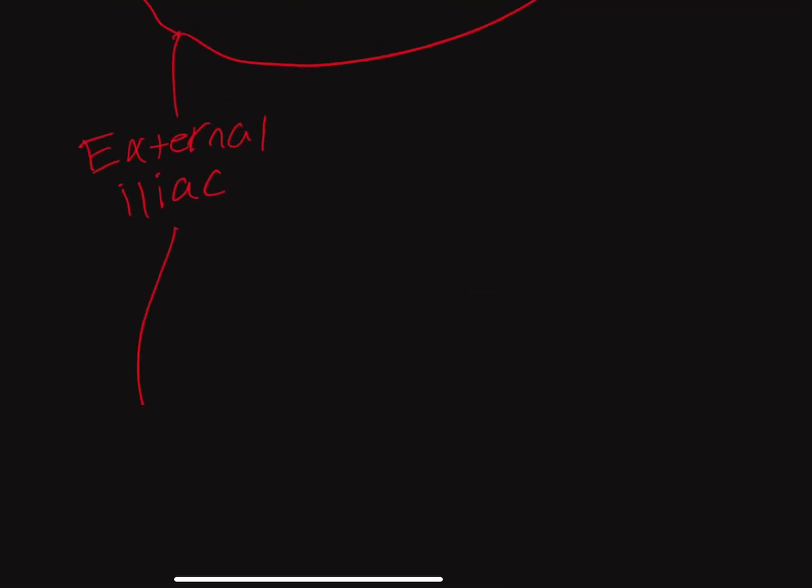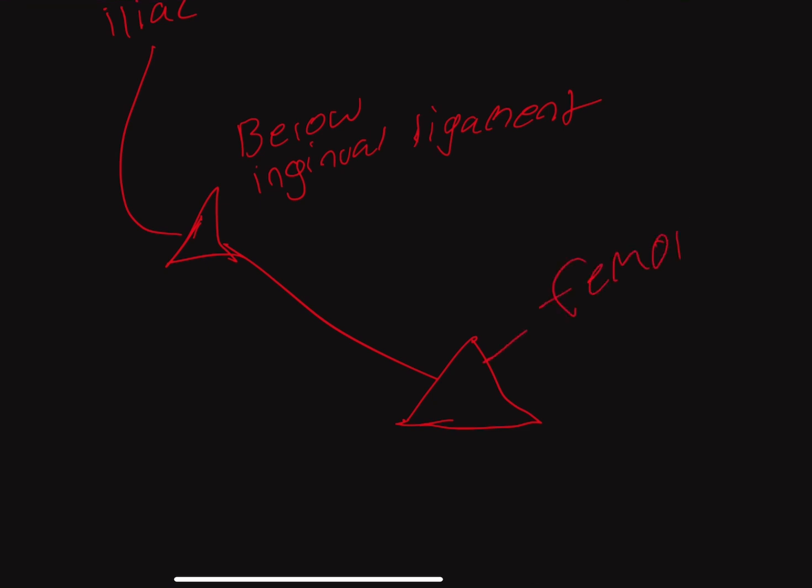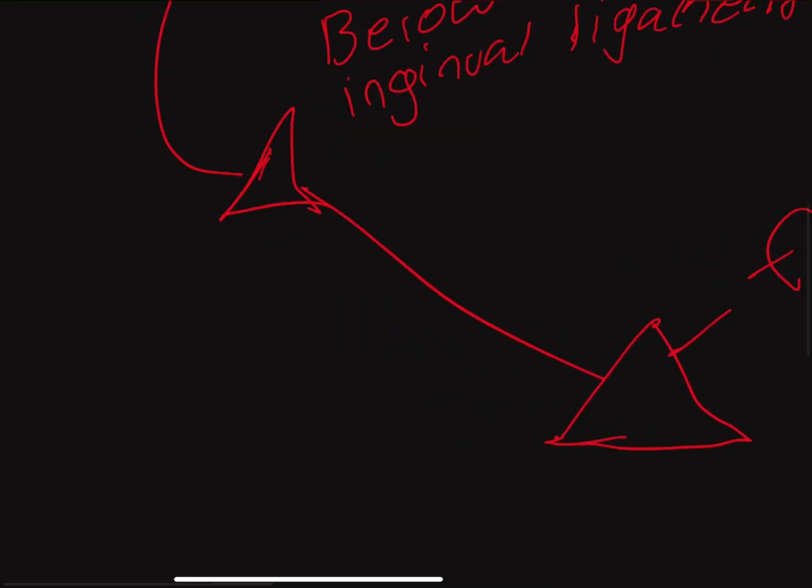The external iliac is going to travel and pass below the inguinal ligament, and go into what's known as the femoral triangle. I'm just going to draw it like this. This is how I like to draw it. This can be your femoral triangle. Once it passes this inguinal ligament, it's going to turn into the femoral artery that we know so well.